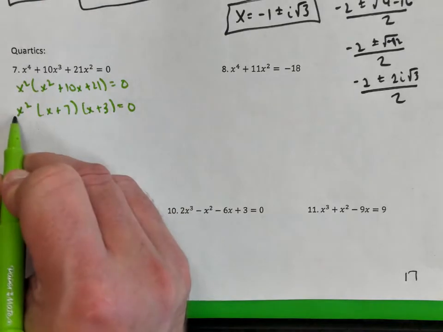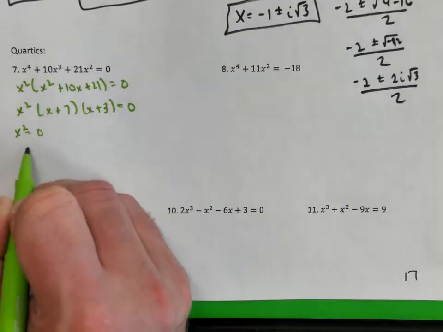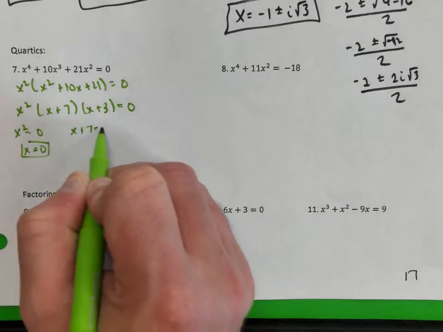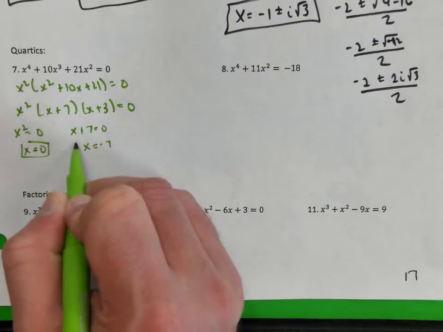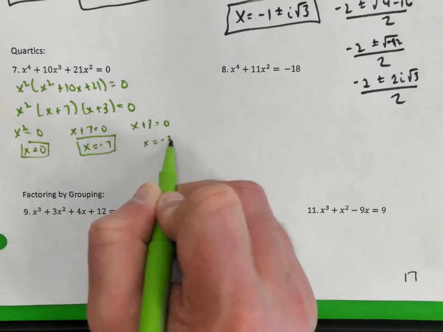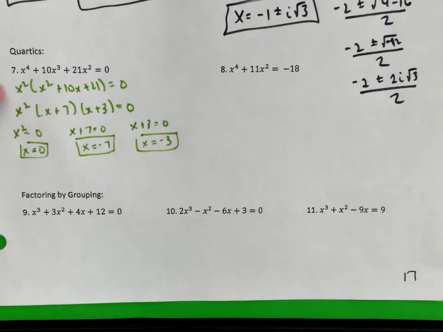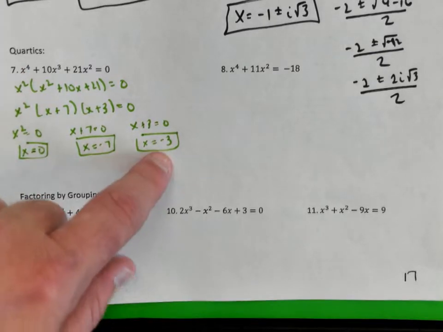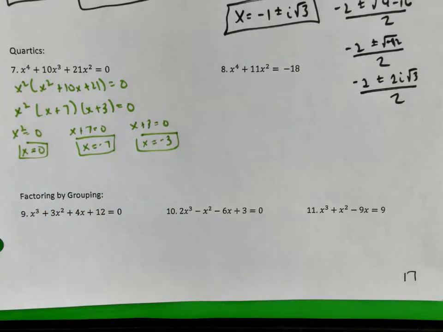Now find the zeros. If I set x squared equal to 0, x equals what? 0. x plus 7 equals 0, x equals negative 7. x plus 3 equals 0, x equals negative 3. It was a quartic. The maximum number of zeros I could have was 4, but how many do I have? 3.